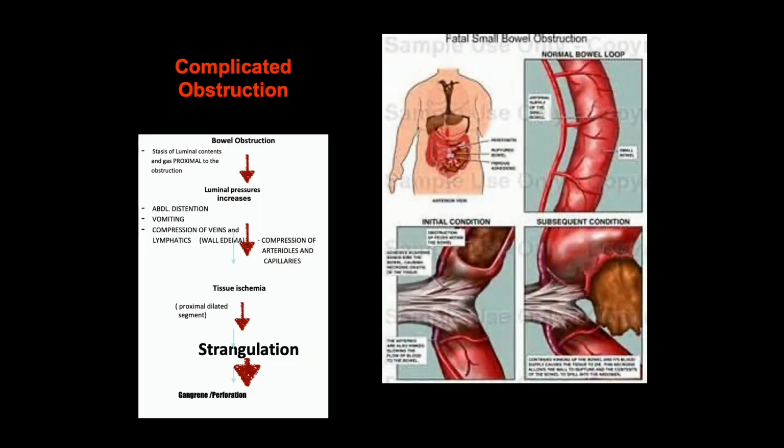As the luminal pressure increases in the proximal bowel segment, brought about by the accumulation of intestinal contents that fail to move forward beyond the point of obstruction, the pressure increase compresses the vascular channels within the intestinal wall, namely the lymphatics, venous, and arterioles. This results in tissue ischemia at the proximal dilated bowel segment, leading to strangulation, gangrene, and perforation with eventual peritonitis.